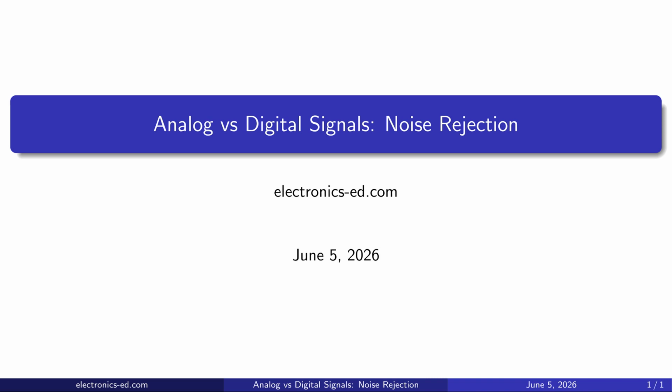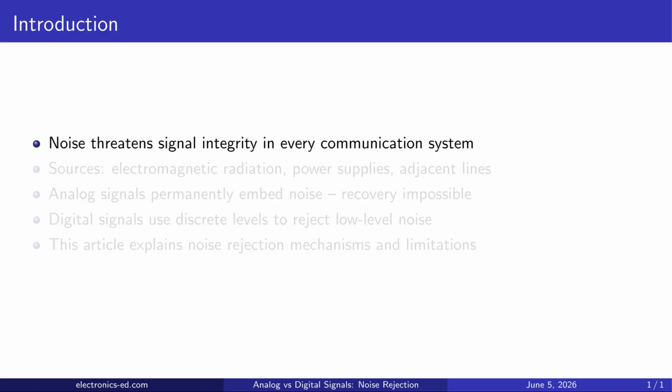Today in this video, we will learn about noise rejection in analog and digital signals. Let's get started. Every communication system faces a constant threat from noise that can disrupt the integrity of our signals. Noise can come from many places like electromagnetic radiation, your power supplies, or even adjacent signal lines.